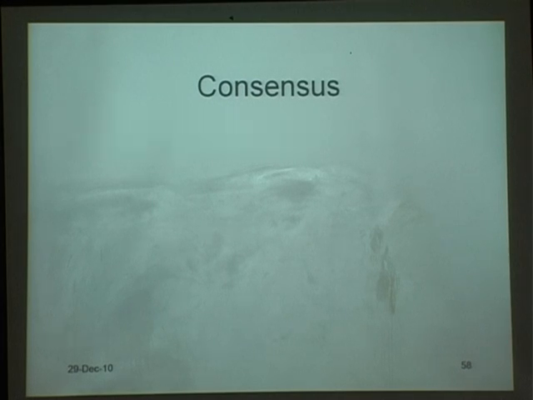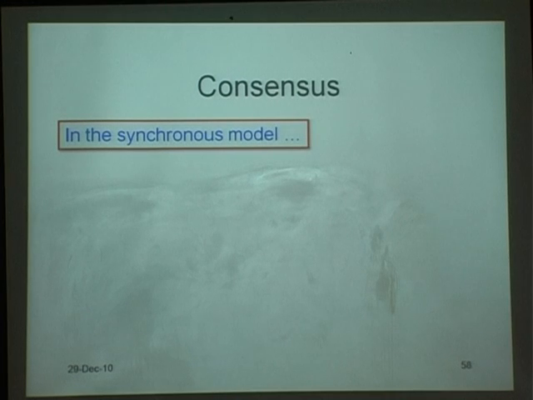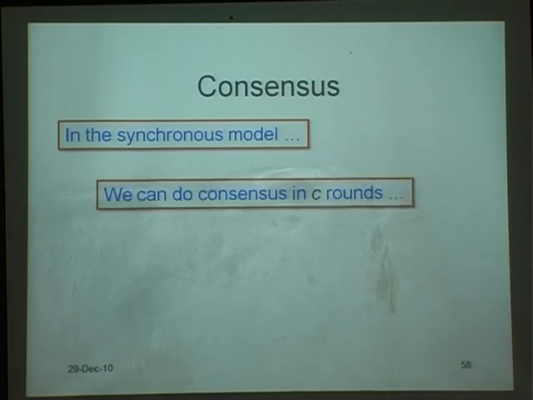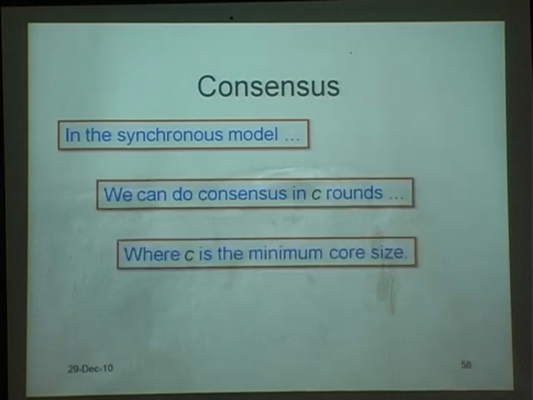Now in the synchronous model, we can do consensus in C rounds, where C is the minimum core size. Because basically, it was the protocol that we did before, where everyone in the core does standard synchronous consensus and then tells everyone else.